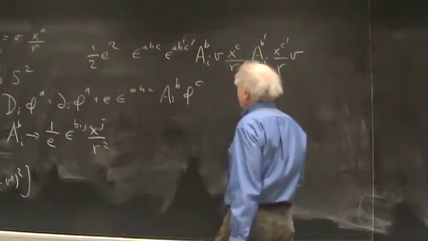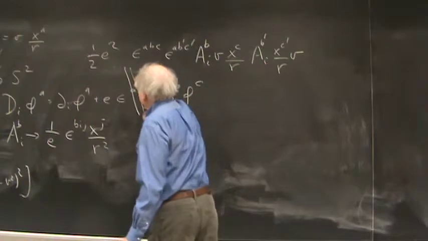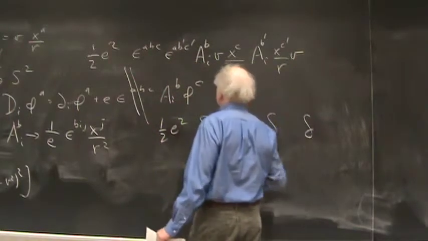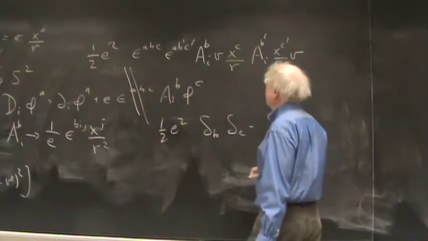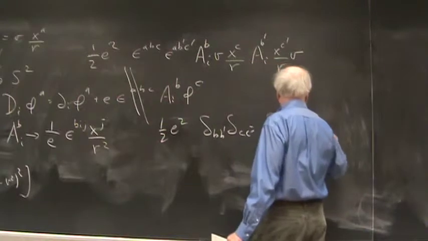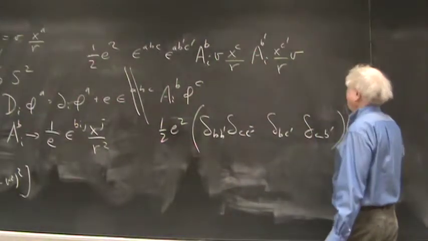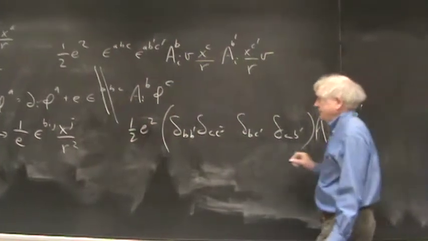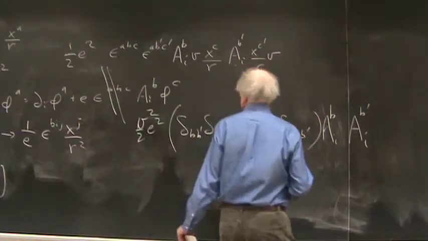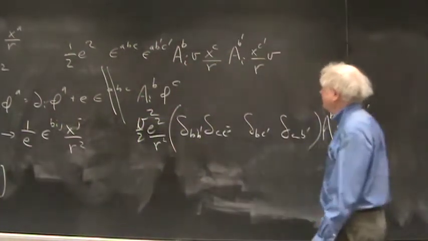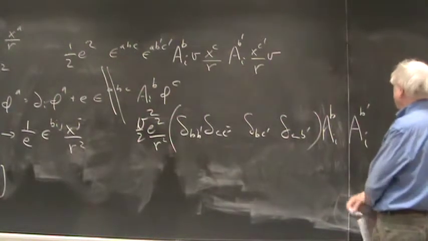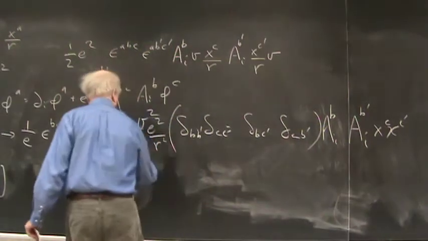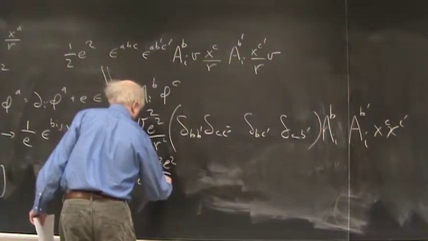And now, this thing is equal to 1/2 e squared, and then there's a standard identity for this, which is delta delta minus delta delta. B and E prime C. B C, all right, let me just do it this way. B C E prime. B prime C prime. A B I A B prime. V squared, N is an R squared. And then we have X C, X C prime. And so this is 1/2 V squared, E squared, over R squared.